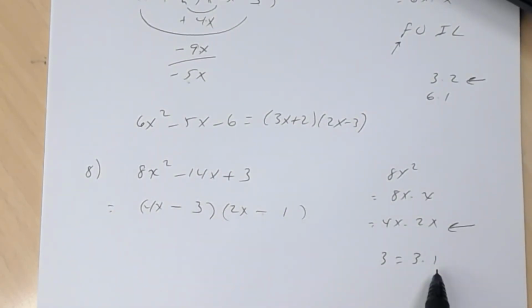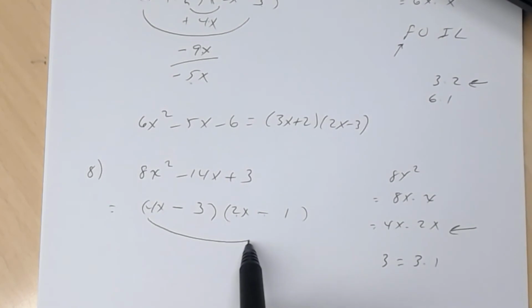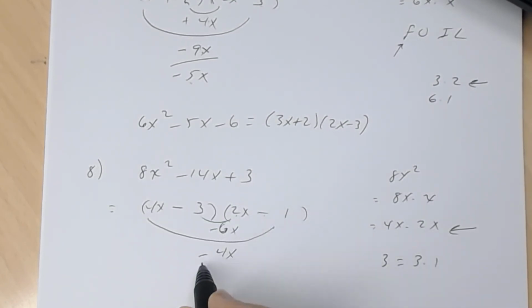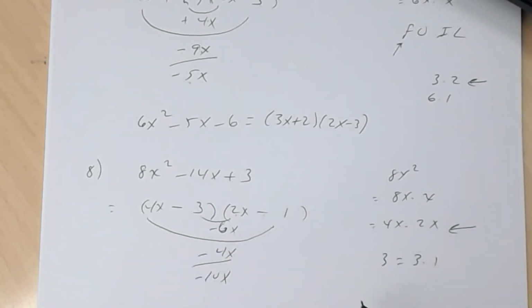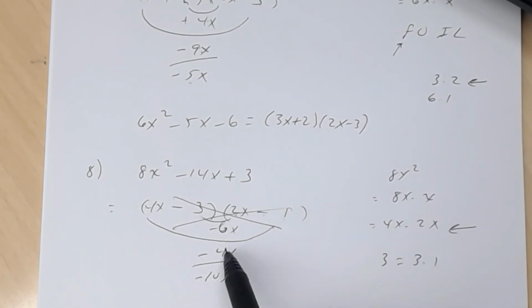Okay, so don't go any further until you check the FOIL method. So 4x times 2x is 8x squared. Now let's do the outer and inner. The outer is a negative 4x. The inner, a negative 3 times 2x, is a negative 6x. And a negative 6x and a negative 4x, when you combine those, is a negative 10x, which is not what you wanted. So this is not correct. So that's why it's always important that you check. Even though a negative 3 times a negative 1 is a positive 3, the outer and inner don't work.